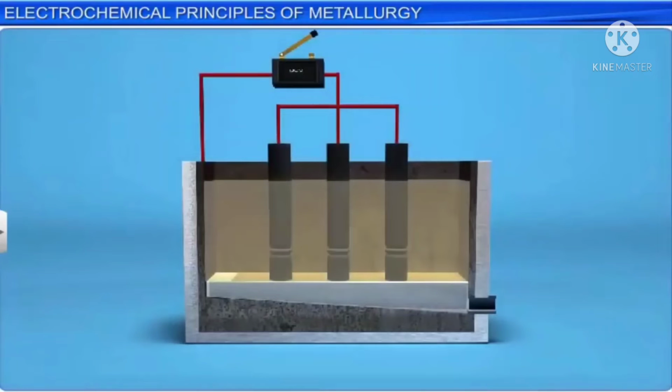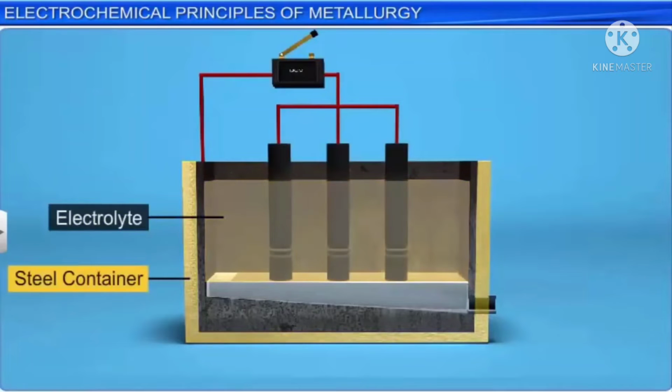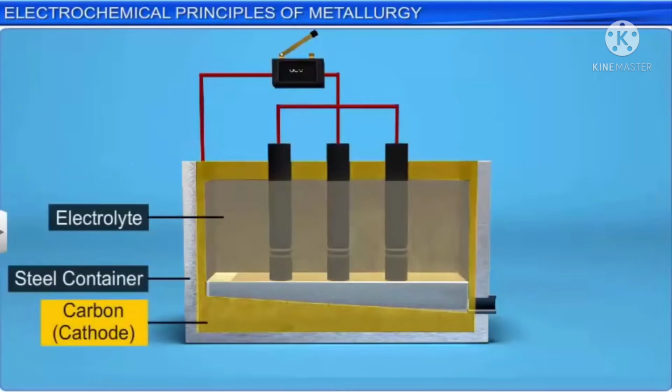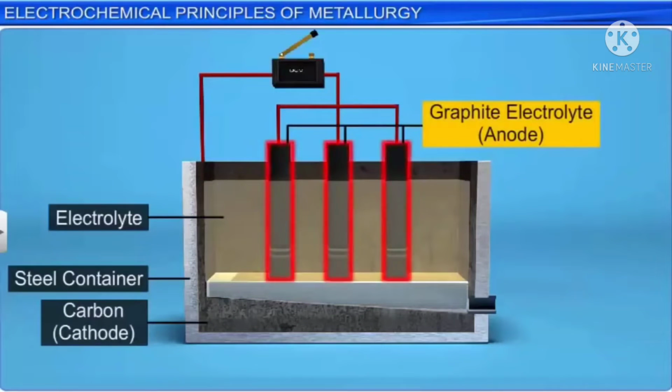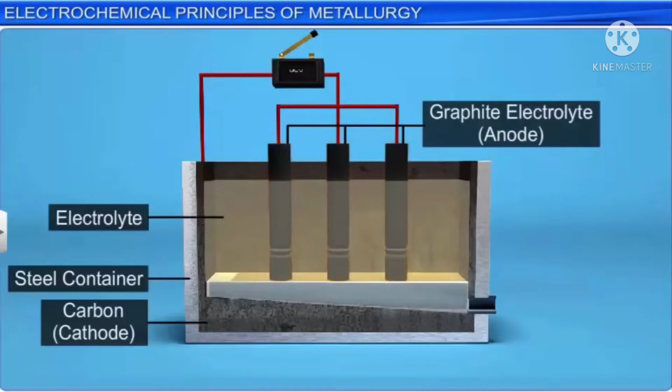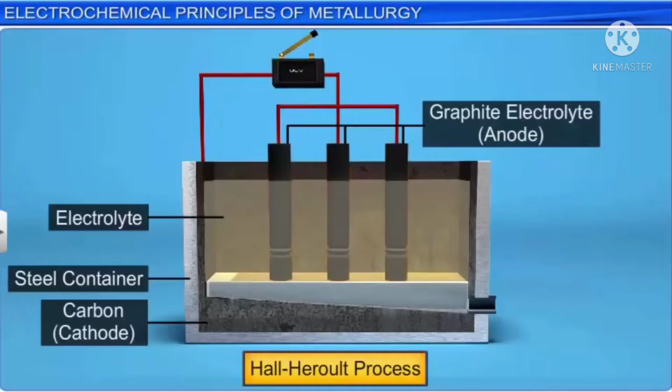In this process, the electrolyte is taken in a steel container lined with carbon, which acts as the cathode. A bunch of graphite rods immersed in the electrolyte act as the anode. This process is also known as the Hall-Héroult process.